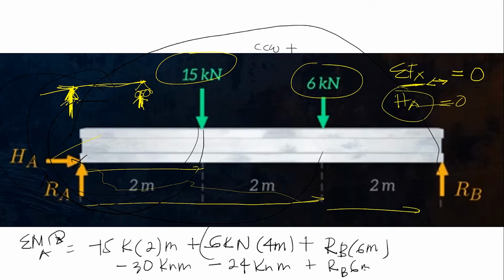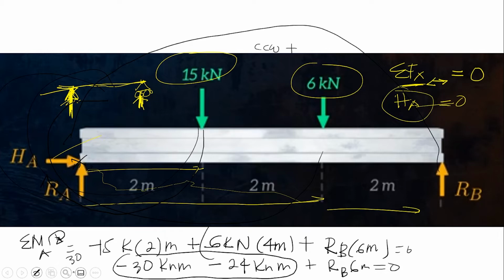So all we have to do, because it is equal to 0 in equilibrium, is put this on the other side of the equation. So 30 and 24, how much is that? 30 plus 24, 54. Are we correct? So negative 54. This whole expression on the left side of the equation is negative 54, and we're going to put that on the right.